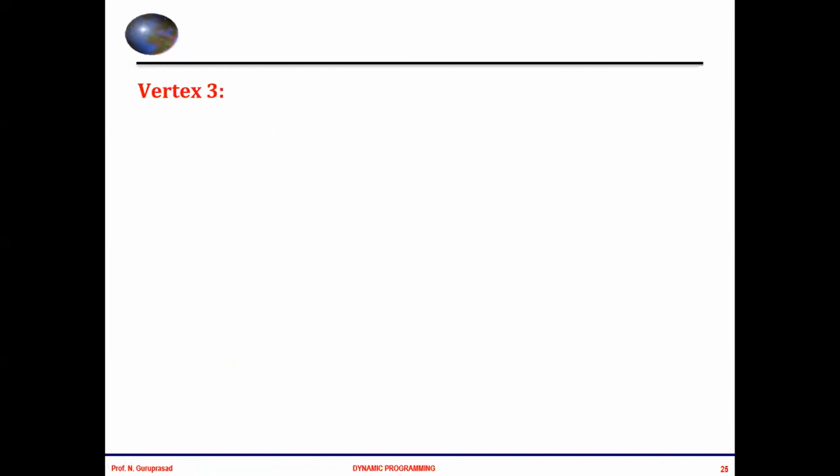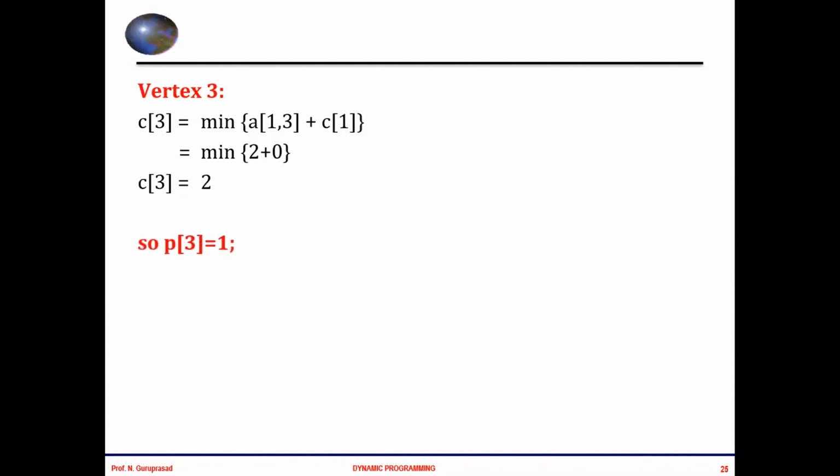Calculate for vertex 3. For vertex 3, what will be your cost? It will be minimum of A of 1, 3 plus C of 1. C of 3 is 2, as everyone of you has got correct. And P of 3 is 1. Okay, so please do it for vertex 4 and tell me the answer in the chat box.